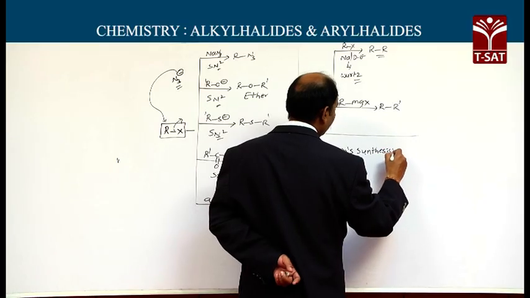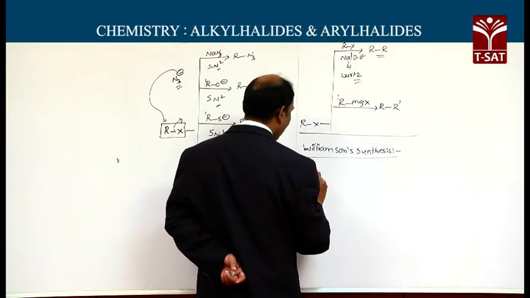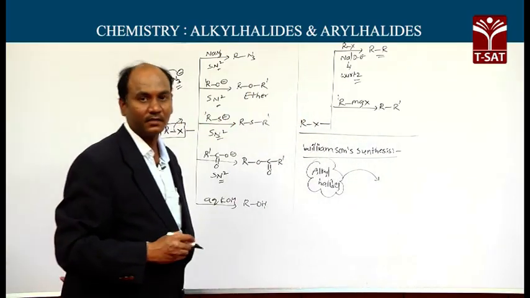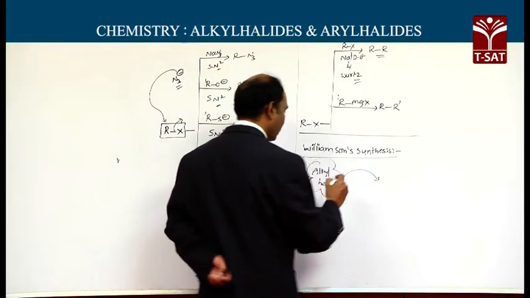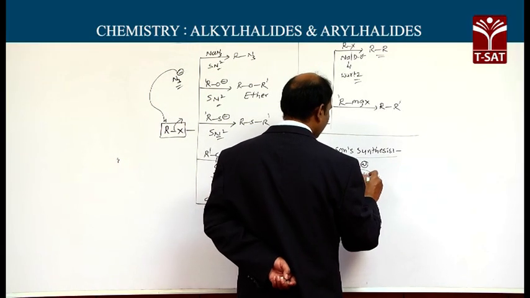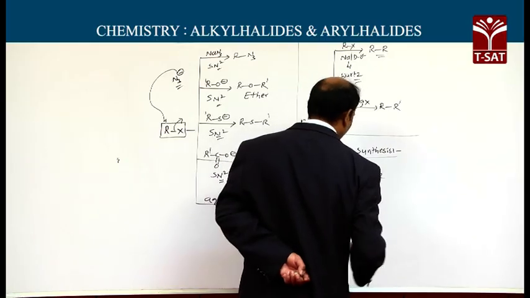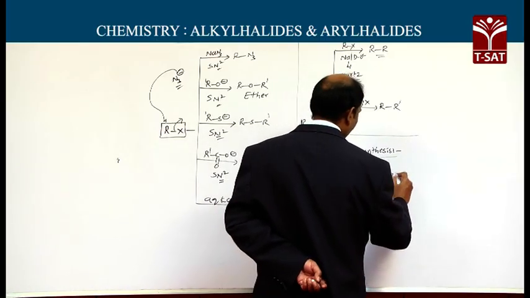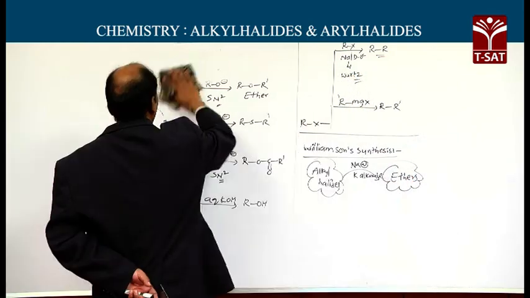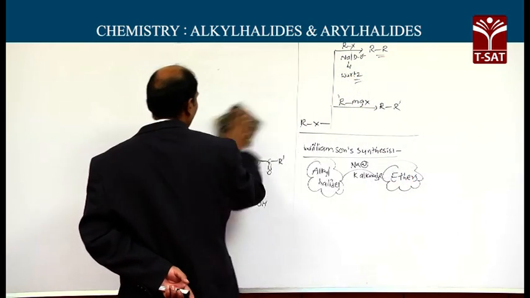In Williamson synthesis, what happens? Alkyl halides are treated with sodium or potassium alkoxide, and it gives ethers. Everybody knows this reaction. So, after this one, let us discuss some more examples.